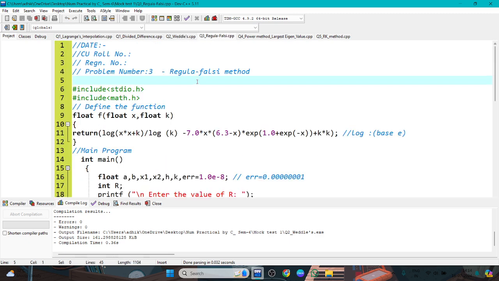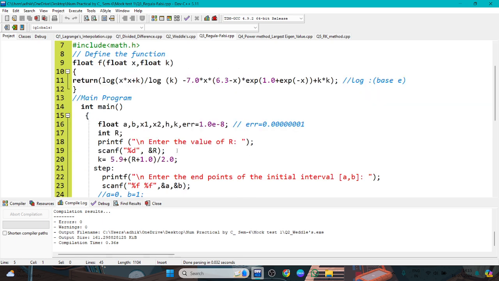The question 3 is the regula Cauchy method. First we define the function float function f, and the arguments are float x and float k, and return log of x square plus k divided by log k. Here log means the base e. So log x square plus k to the base k means log of x square plus k divided by log of k. Both are to the base e, minus 7x into 6.3 minus x bracket into exponential e to the power 1 plus e to the power minus x bracket close plus k square.